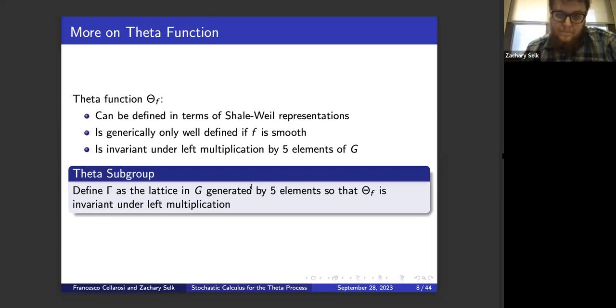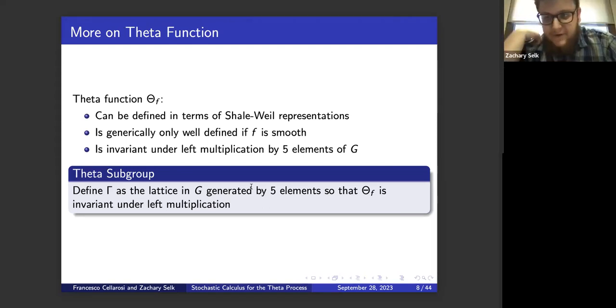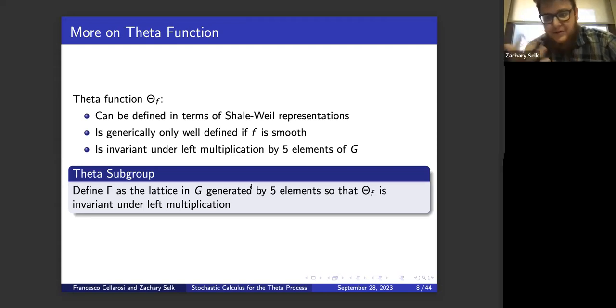Wait, so what do you mean by 5 elements? Some specific elements? Yeah, there's 5 specific elements. Any 5 elements? No, there's 5 specific elements. I didn't write what they were, but there's just 5 specific elements. It's not super important what they are. And then those 5 specific elements, you take the lattice generated by that, and then this theta is invariant under that lattice. The important point is that the quotient will have finite volume.